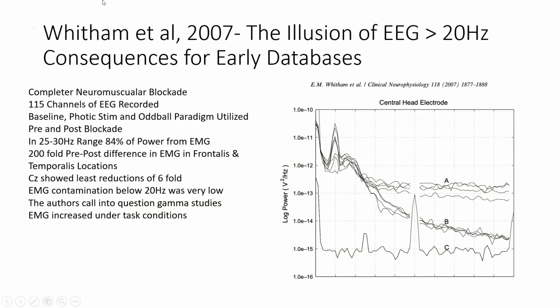Here's Whitham's, one of his charts here showing pre and post neuromuscular blockade. So more or less they injected the person completely, all their muscles, with curare to make all their muscles flaccid. And they did a recording before the injection and the blockade and a recording after, and the A is before and the B is after. They used 115 channels. It was pretty thorough.